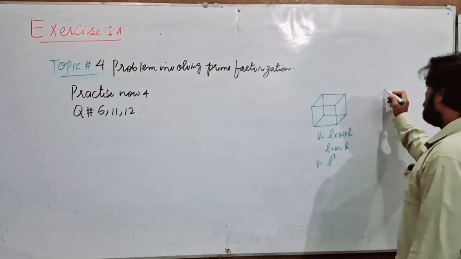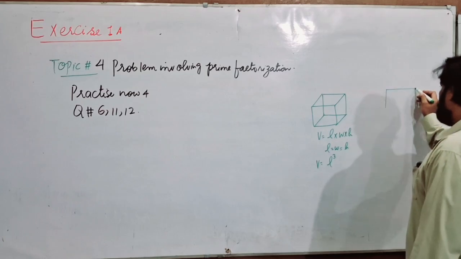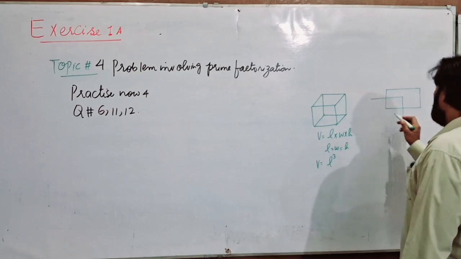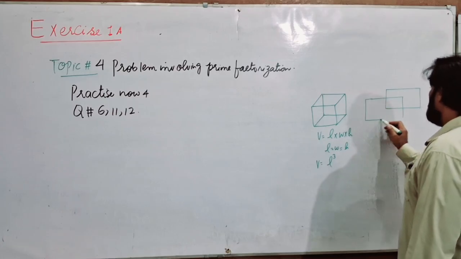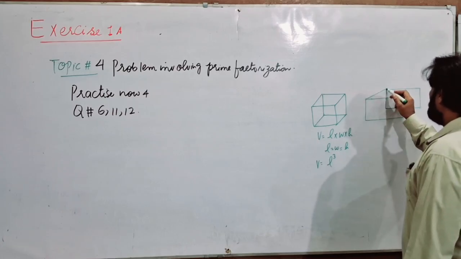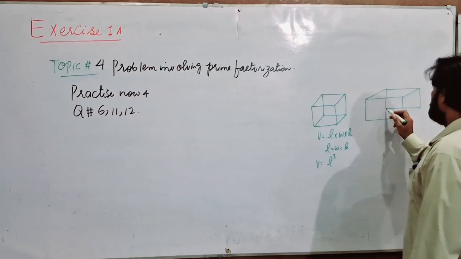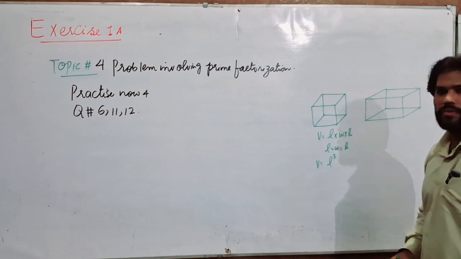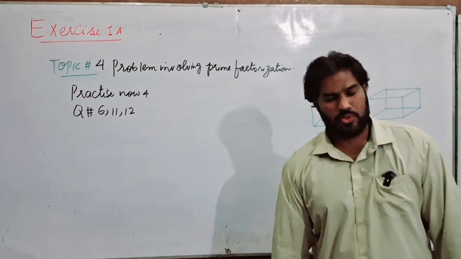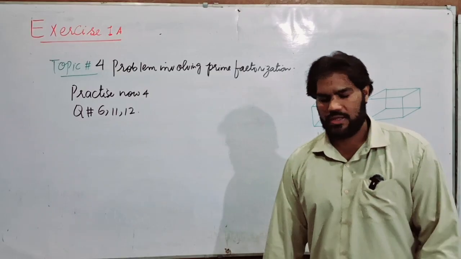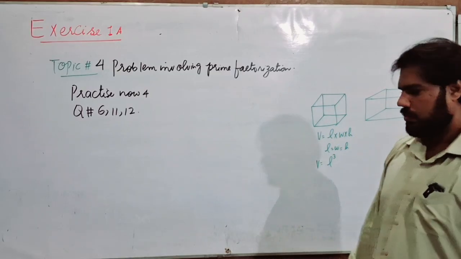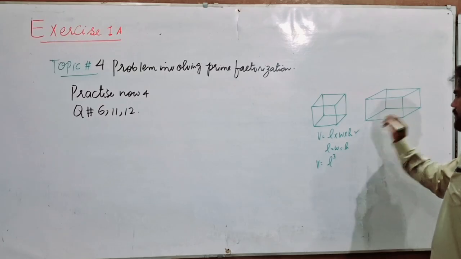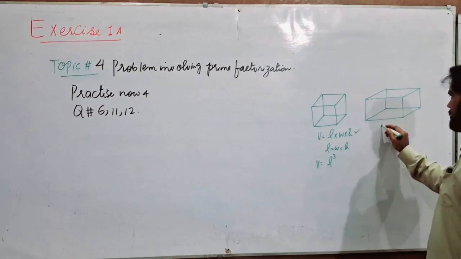But in case of a cuboid, the base is a rectangle. Cuboid is also a 3D object. But for a cuboid, any 2 dimensions, either length or width or height, or length or height, could be different. But volume is calculated by the same formula. This is my cuboid.